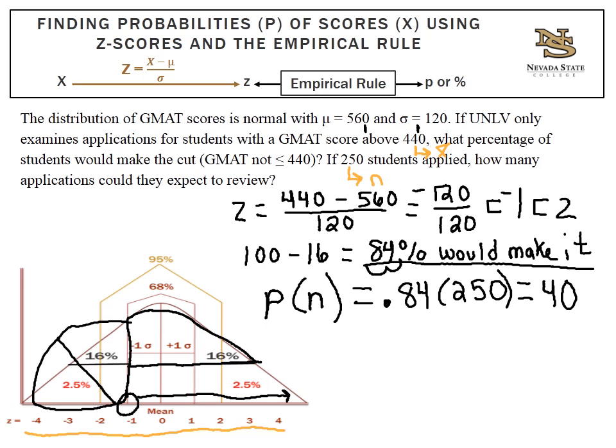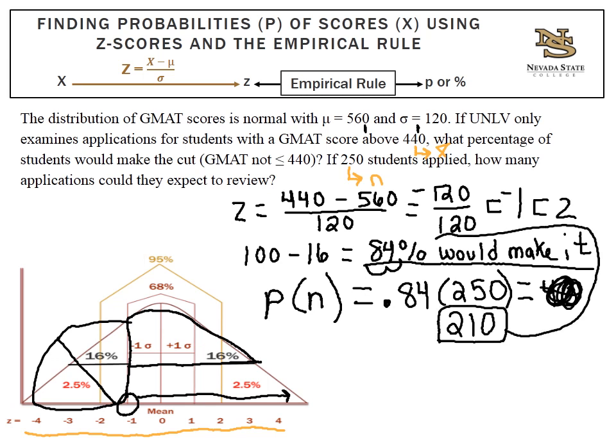Oh, wait. I'm silly. Hold on. That's how many would not make the cut. 0.84 times 250 is not 40, it's 210. There you go. So 210 would make it. That 40 is coming from how many would not make it, right?